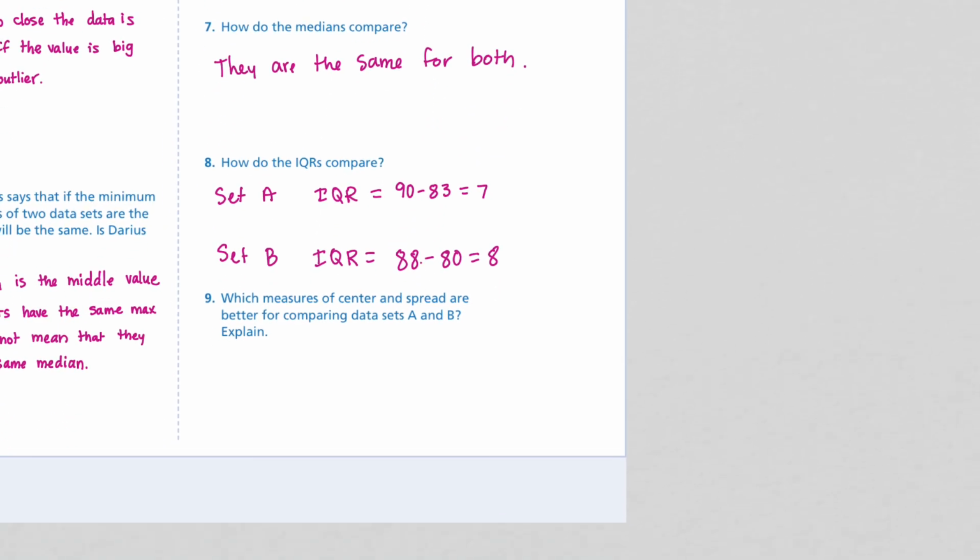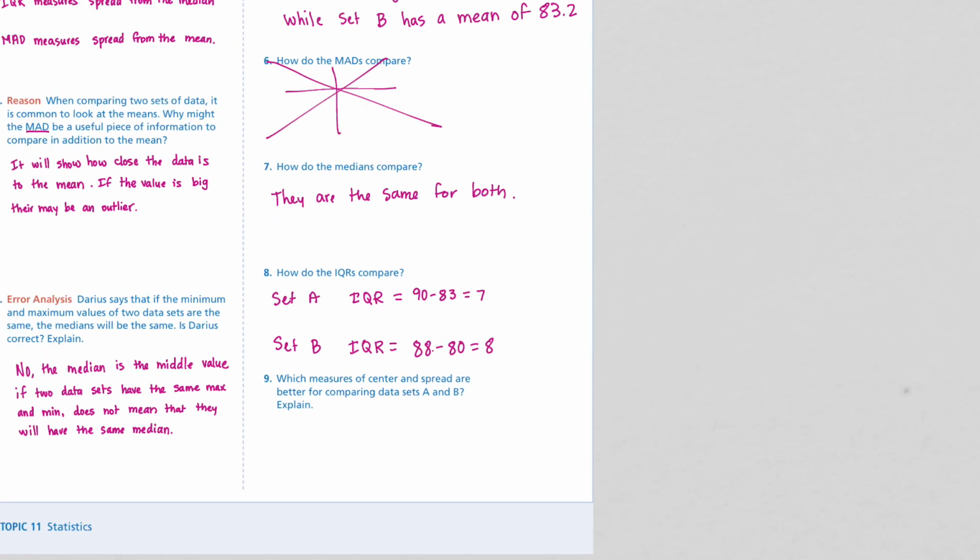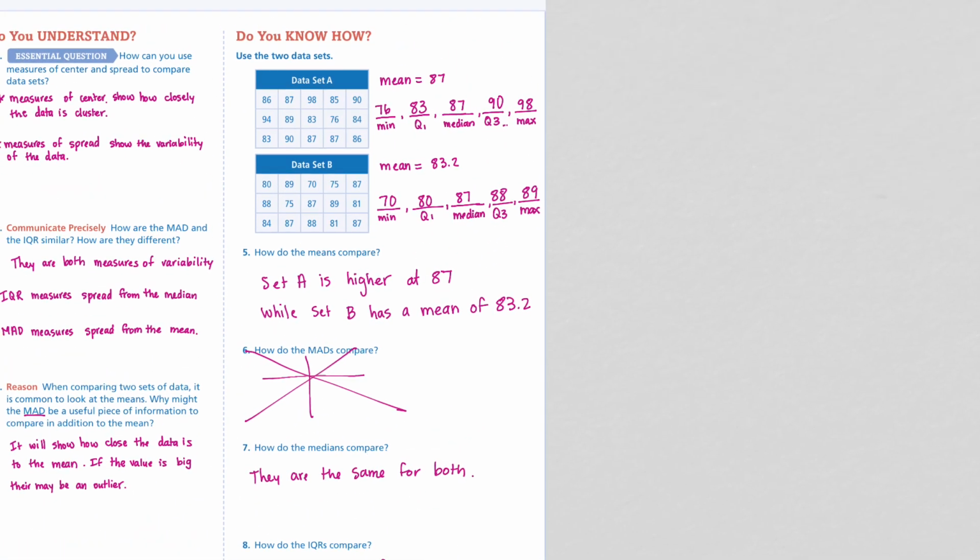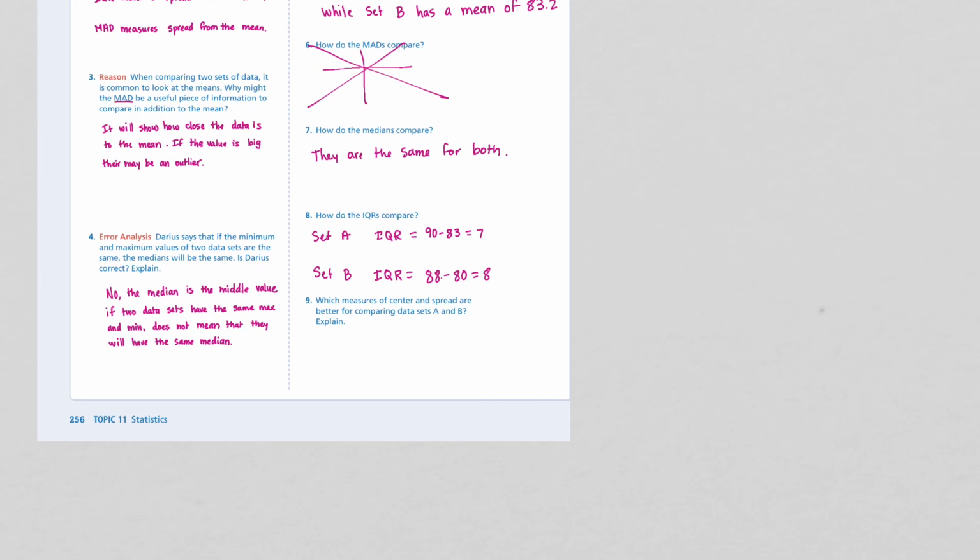Now, which measures of center and spread are better for comparing the data sets? Since the means are different, but the medians are the same, then the best way to compare these data sets would be to use the median as our measure of center, and then compare them with the spread. How far away are these values from the median? So we would use the range and the interquartile range as measures of variability.